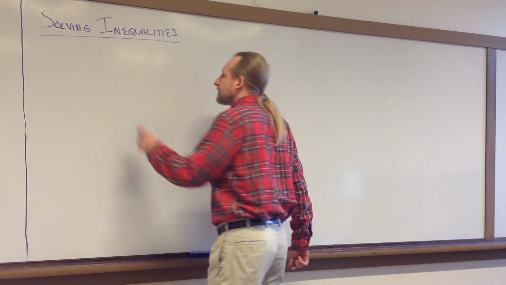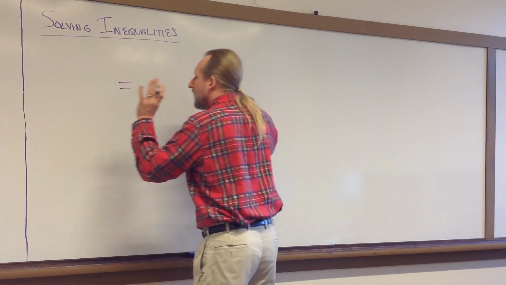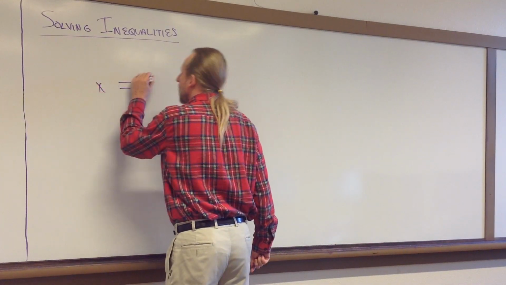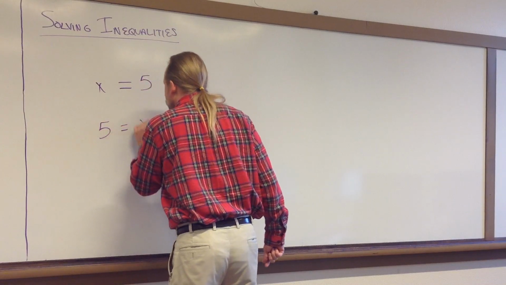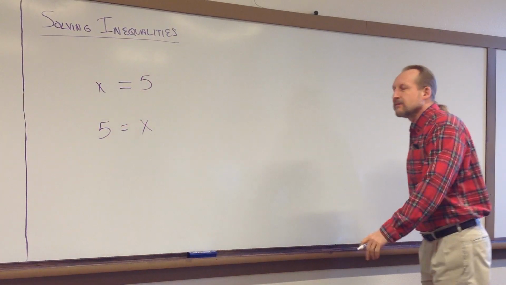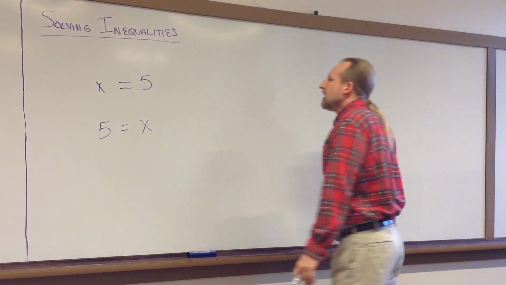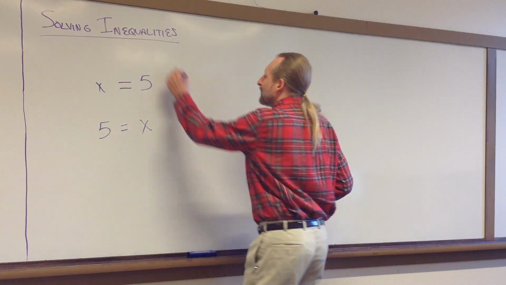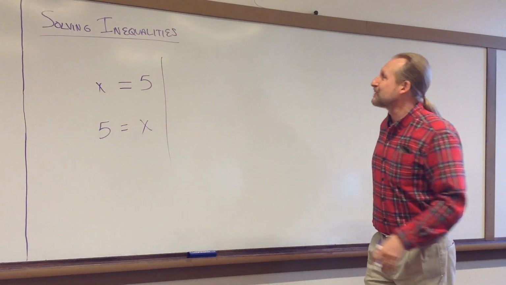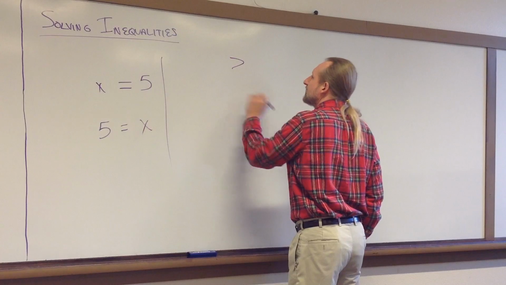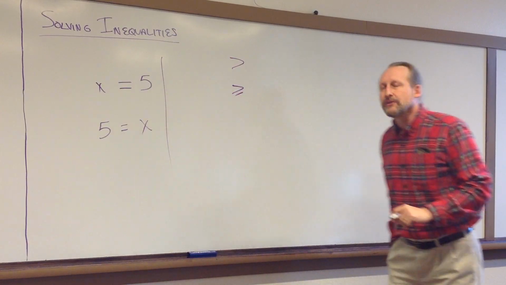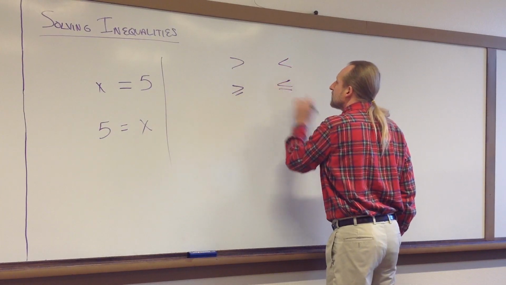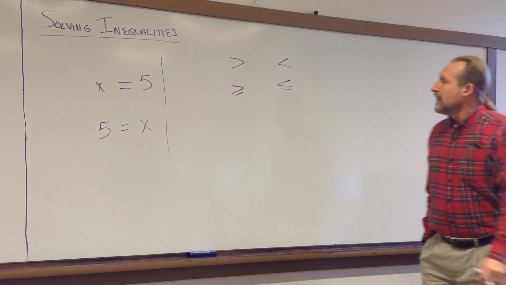In an equation, the equal sign indicates that the two sides are the same, okay? And so if you say x equals 5, or 5 equals x, exactly the same statement, okay? Now, greater than and less than signs, well, first off, let's talk about the symbols themselves. This is a greater than sign, and then you've also got the greater than or equal to sign. And this is the less than sign, and this is the less than or equal to sign.